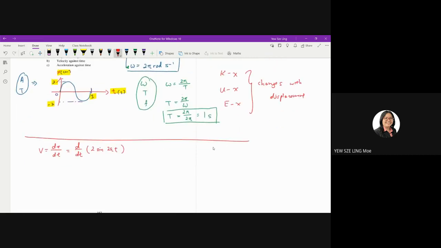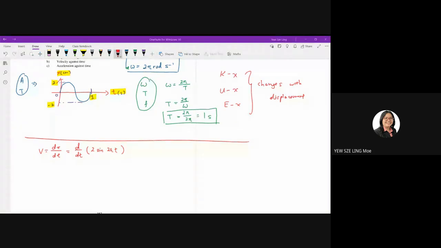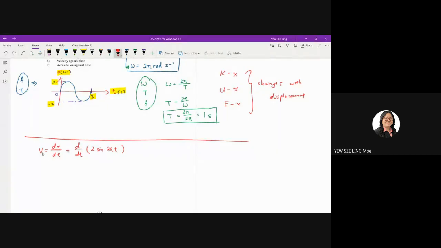You can choose whether you want to differentiate the equation with values, or whether you want to differentiate the general equation, and then substitute a and omega into the general equation that you differentiated. So v equals dx over dt equals d over dt of 2 sine 2 pi t. Now we differentiate it. We are going to obtain v equals 4 pi cos. Differentiate sine, it gives you cos. So 4 pi cos 2 pi t.